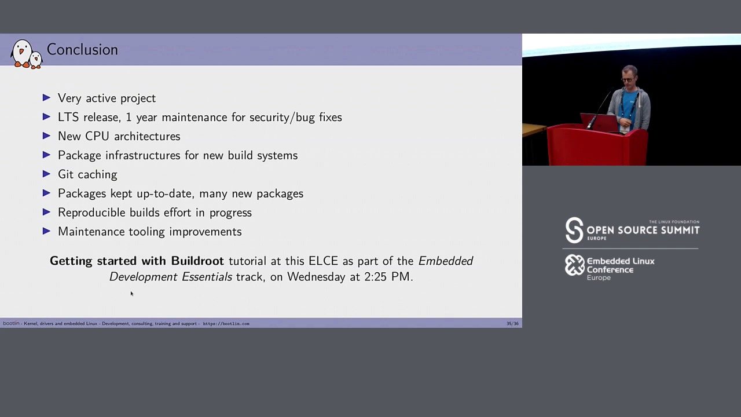So to conclude, the project is active, as we've seen with the commits and the number of contributors. We've got an LTS release once a year with security and bug fixes. A few new CPU architectures, new package infrastructure to cover new build systems that show up, the Git caching feature in the download infrastructure, the fact that we keep packages up to date. We have many new packages, and the new notifications around release monitoring are pushing that further, and we see a good increase in the number of contributions in this area because people receive notifications, so they submit patches to help keep their packages updated.